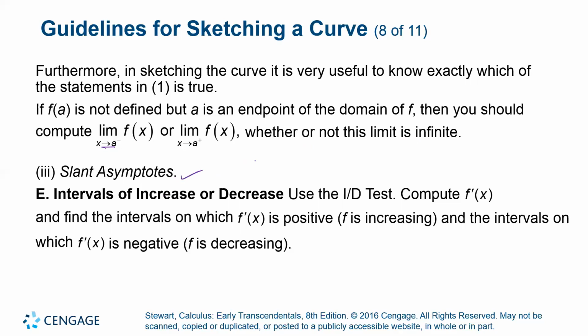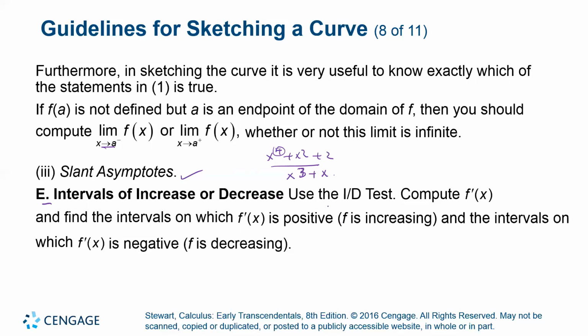Remember, if you have something like x to the fourth plus x squared plus 2, divided by x cubed plus x, then because the degree of the numerator is 4 and the denominator is 3, which is greater, you're going to have a slant asymptote. All right. Then E, the next step is to find intervals of increasing and decreasing, which we use the first derivative test.